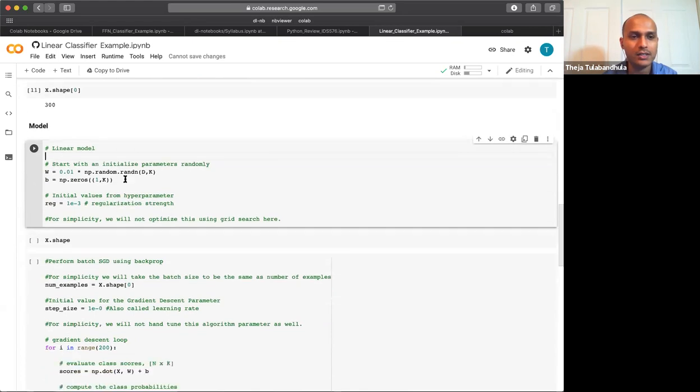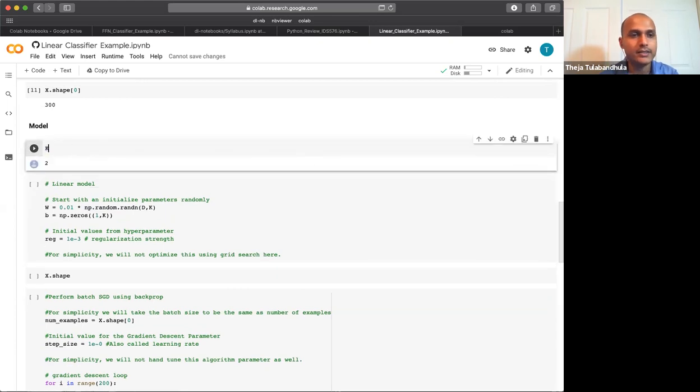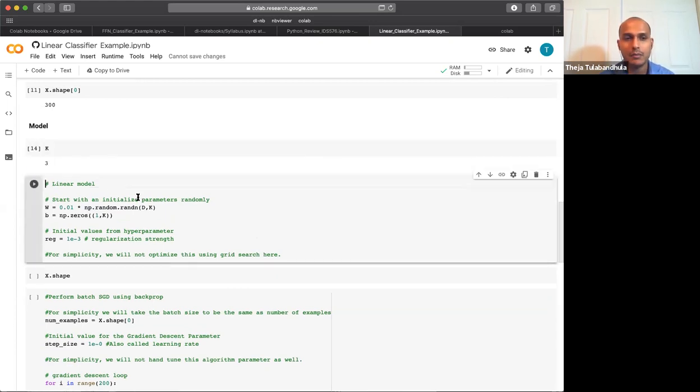So for the model, it's a linear model. Again, you can see np.zeros being used here, and then W has np.random.random. So what does this do? Let's actually figure out. What is D, I don't know. D we saw is 2 and K is 3. So this model has a matrix as one of the parameters, which has 2 rows and 3 columns.